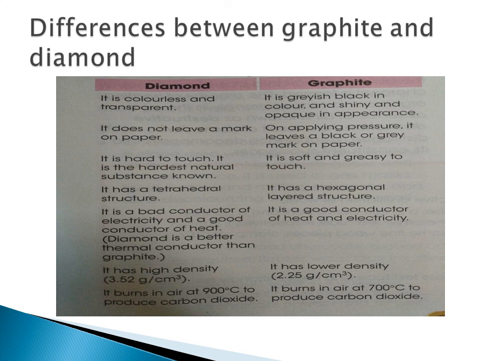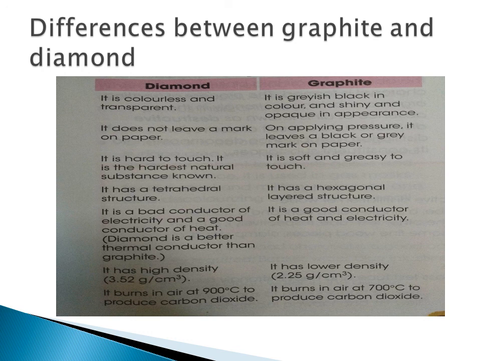Diamond has a tetrahedral structure. Graphite has a hexagonal layered structure. Then the next property, diamond is a bad conductor of electricity and a good conductor of heat. On the other hand, graphite is a good conductor of heat and electricity. Then let us see the density. The density of diamond is 3.5 gram per cubic centimeter. Graphite has lower density, that is 2.25 gram per cubic centimeter.